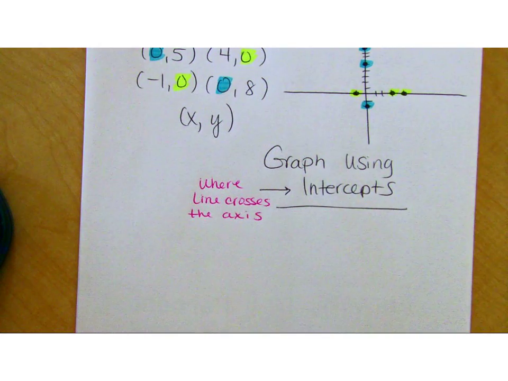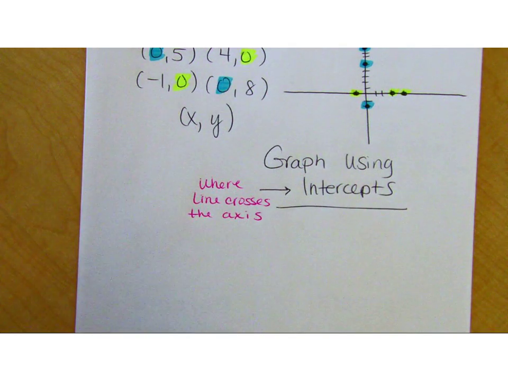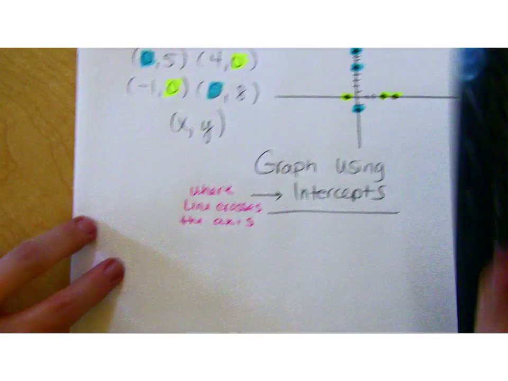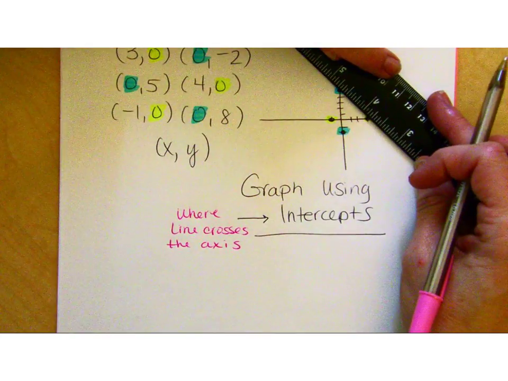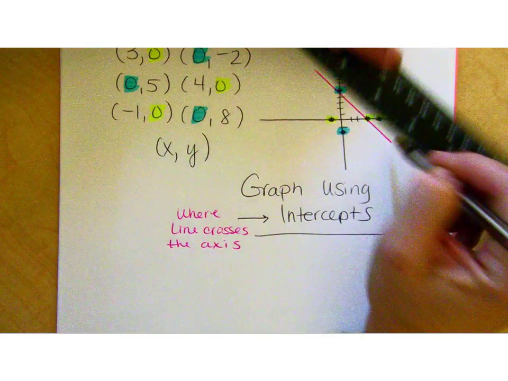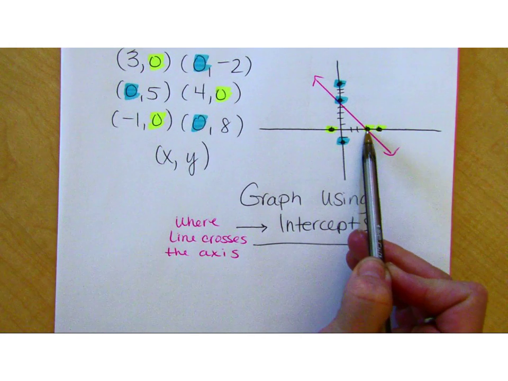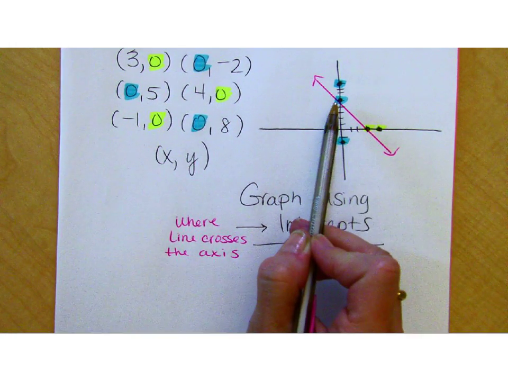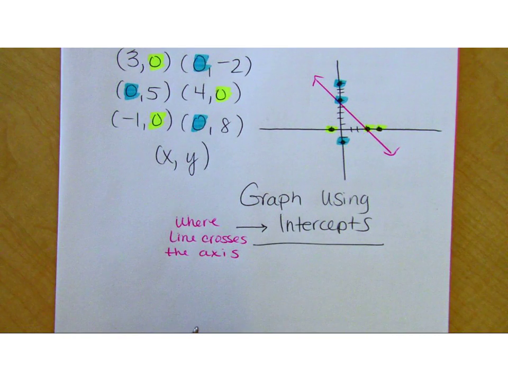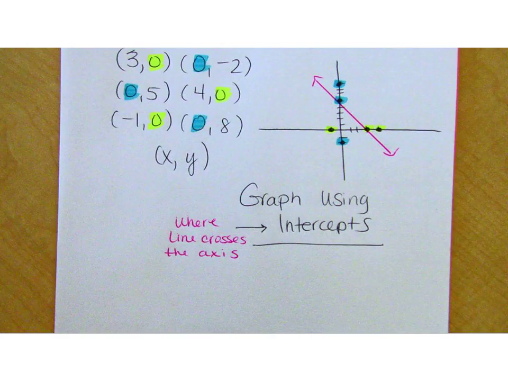So if it crosses the y-axis, it's called the y-intercept, right? If it crosses the x-axis, it's called the x-intercept. So if I gave you 2 points to graph right here, that would be called the x-intercept, and that point would be called the y-intercept. And that is as simple as it gets, right? Well, for right now, okay?